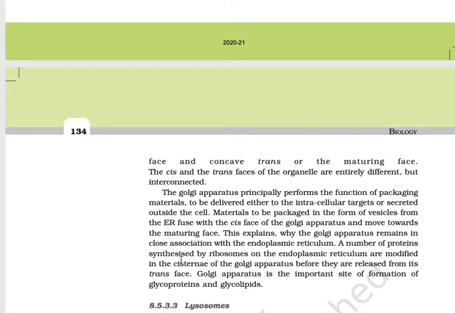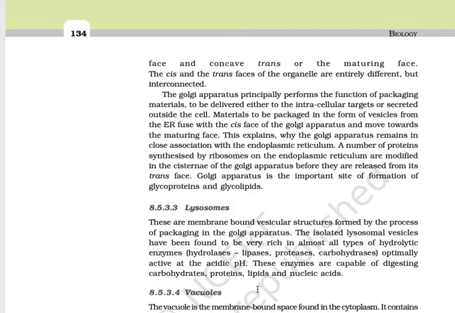A number of proteins synthesized by ribosomes on the endoplasmic reticulum are modified in the cisternae of the Golgi apparatus before they are released from its trans face. Golgi apparatus is the important site of formation of glycoproteins and glycolipids.